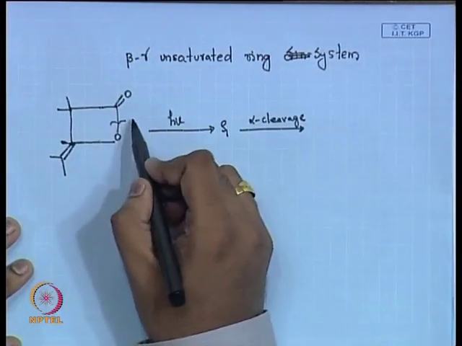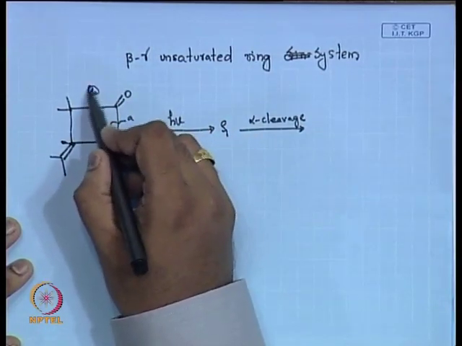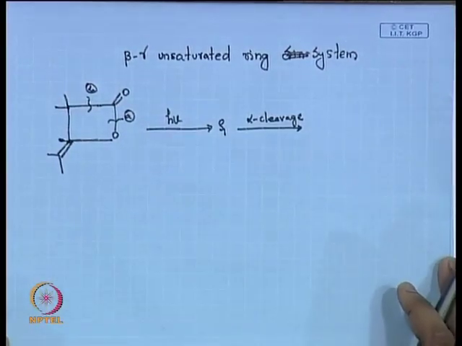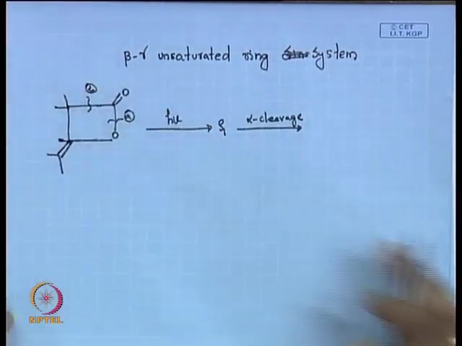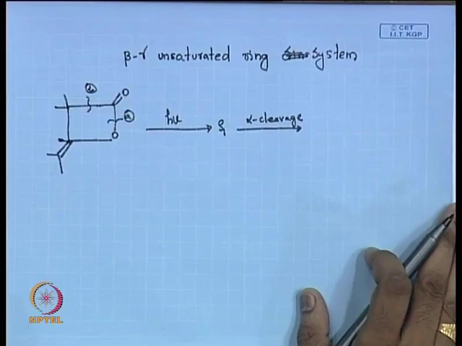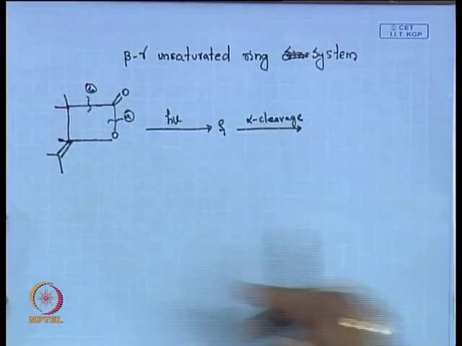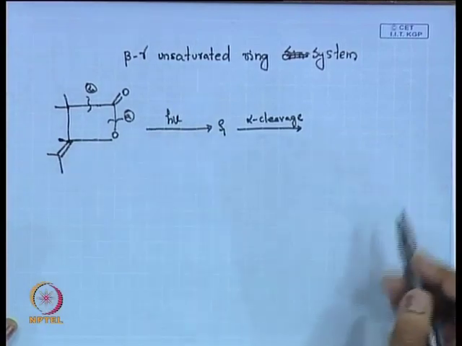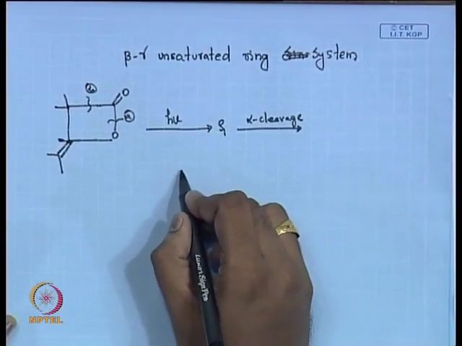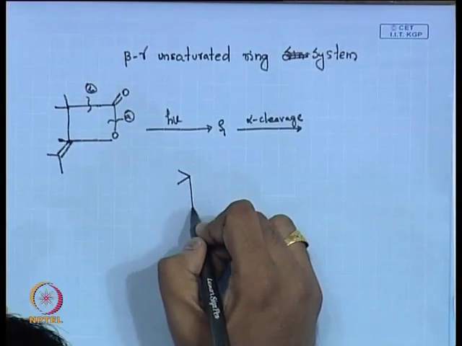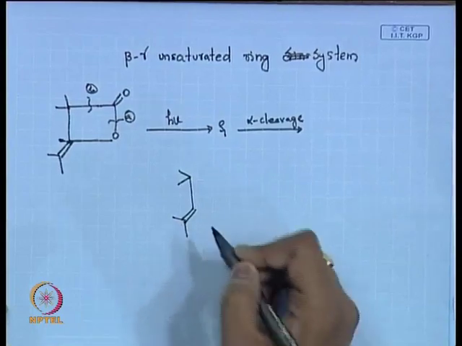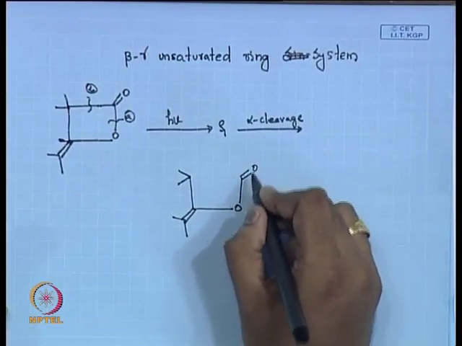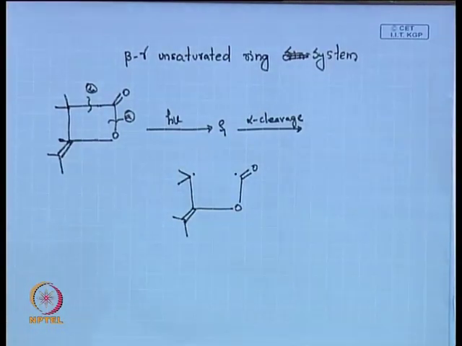I can think of 2 products here, right? Both sides it can cleave. We call this A or B, which will be better? B is good, right? If I cleave on A, I will be generating an alkoxy radical, which is not very hard to make. But if you think about B, I will be generating a tertiary type of radical system, which is stable. So I will get a product like this.